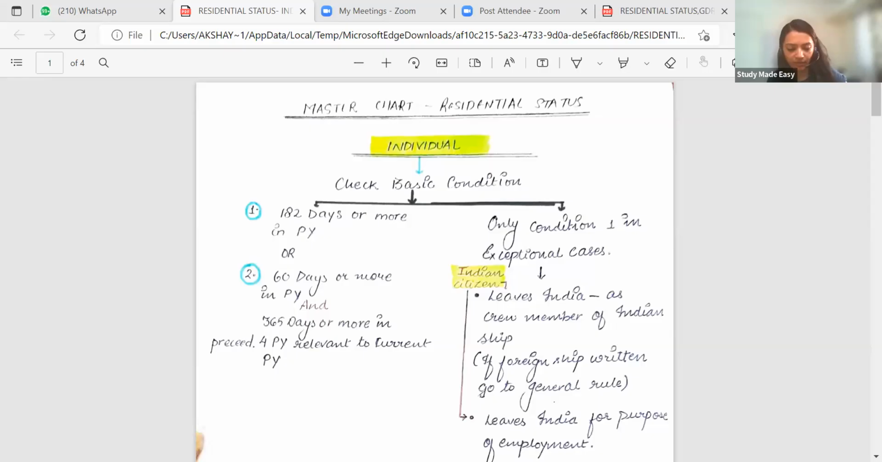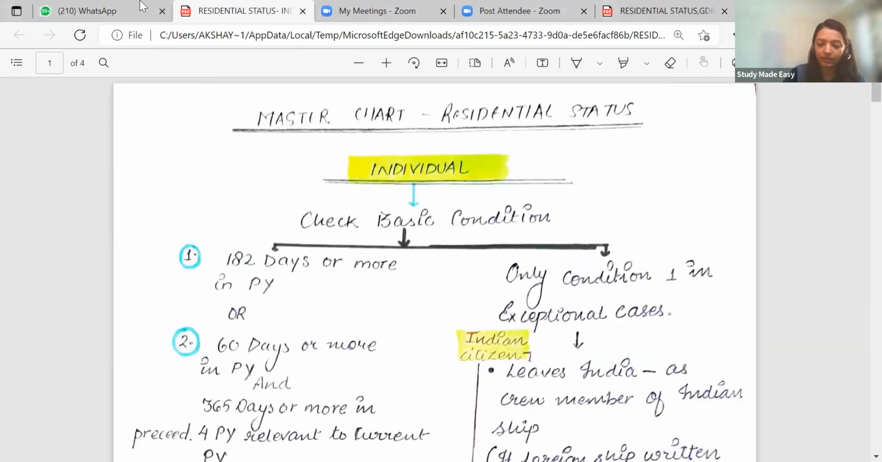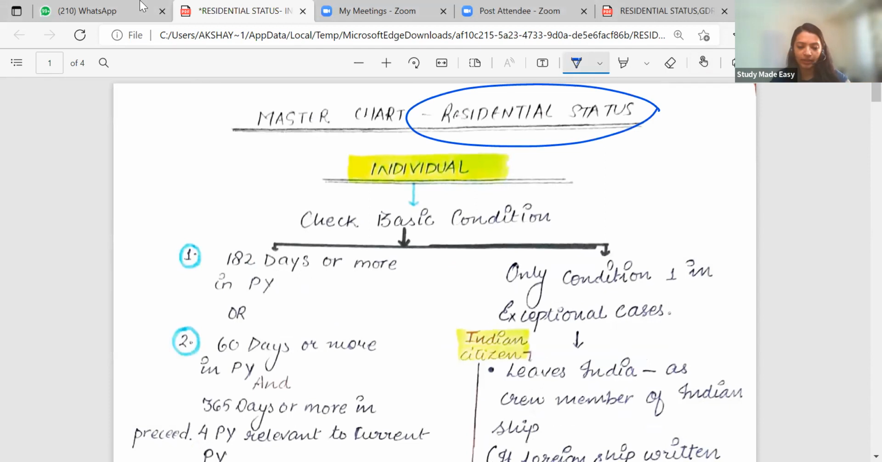Let's start first with the revision. Yesterday's topics, we have to revise a little bit, and there are certain analyses we have to cover with that. Okay, so the first was related to our residential status, and along with that we have done a little bit on where to use the name of the person, and where to use the word assessee.